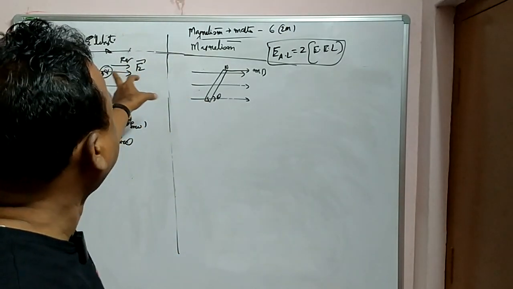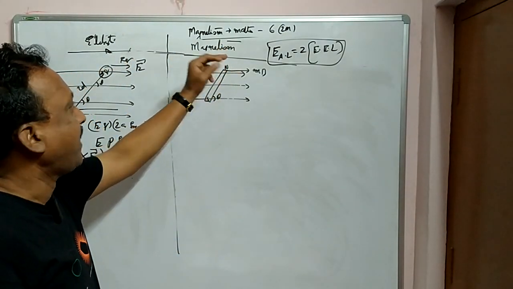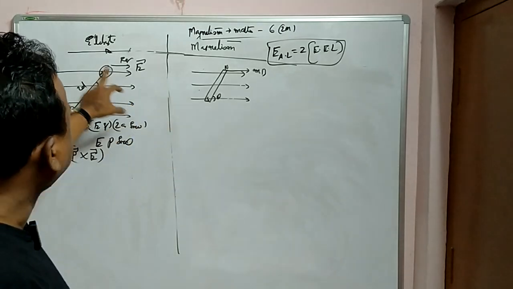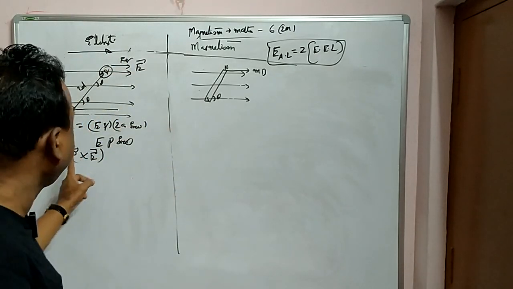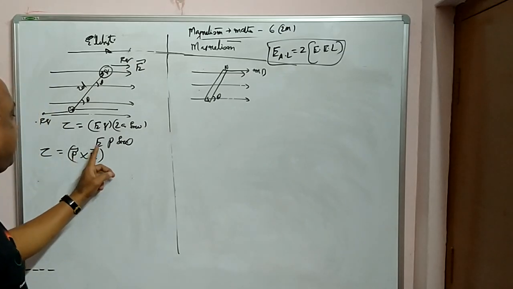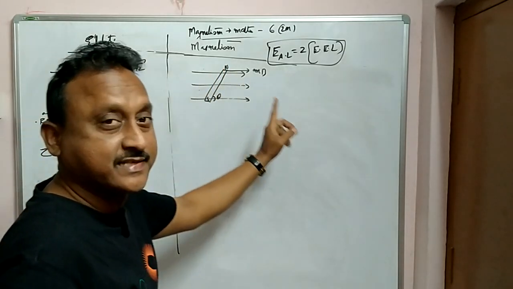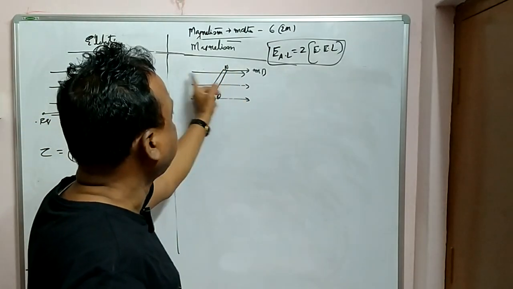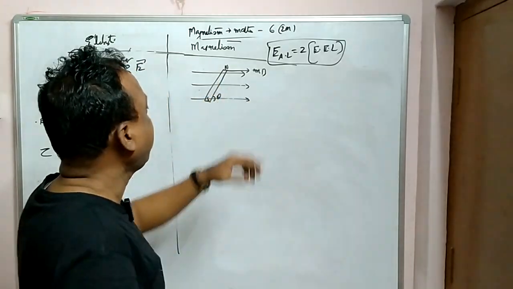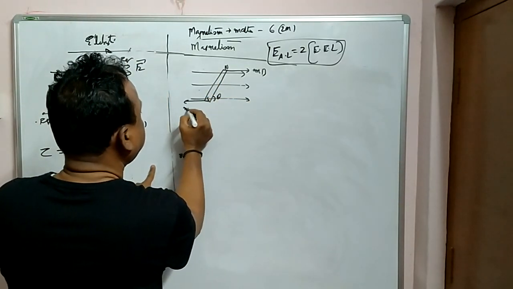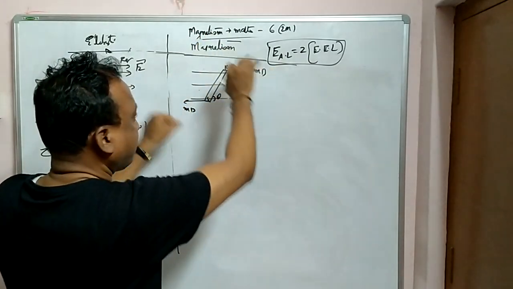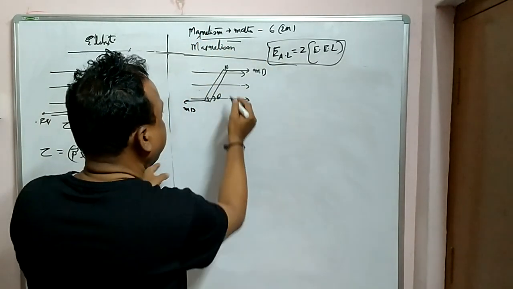See, I am comparing electrostatics and magnetism. Now you see, in this electric field, what is the torque acting here? P cross E, that is PE sin theta. In the same way in magnetism, suppose this is the magnetic field here. Force will be acting in that direction and the force will be in this, and finally the torque will try to keep it in the field direction.